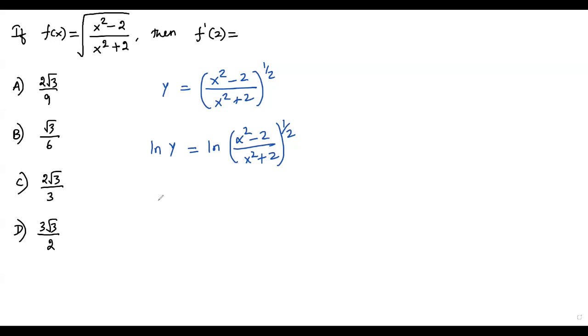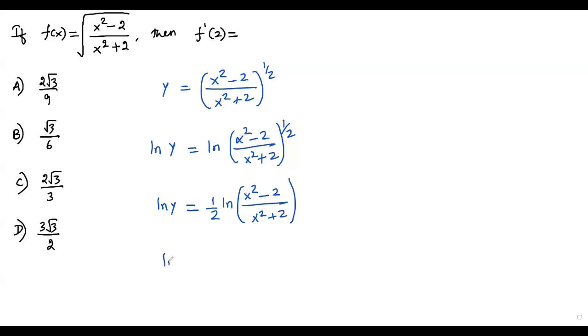Now we can write ln y as it is. Here we can use the properties of logarithm. First let me use the power rule of logarithm. That is, if the argument of a logarithm is a power, then the exponent can be moved in front of the logarithm and multiplied by it. Then I'm getting 1 over 2 times ln of (x squared minus 2) over (x squared plus 2).